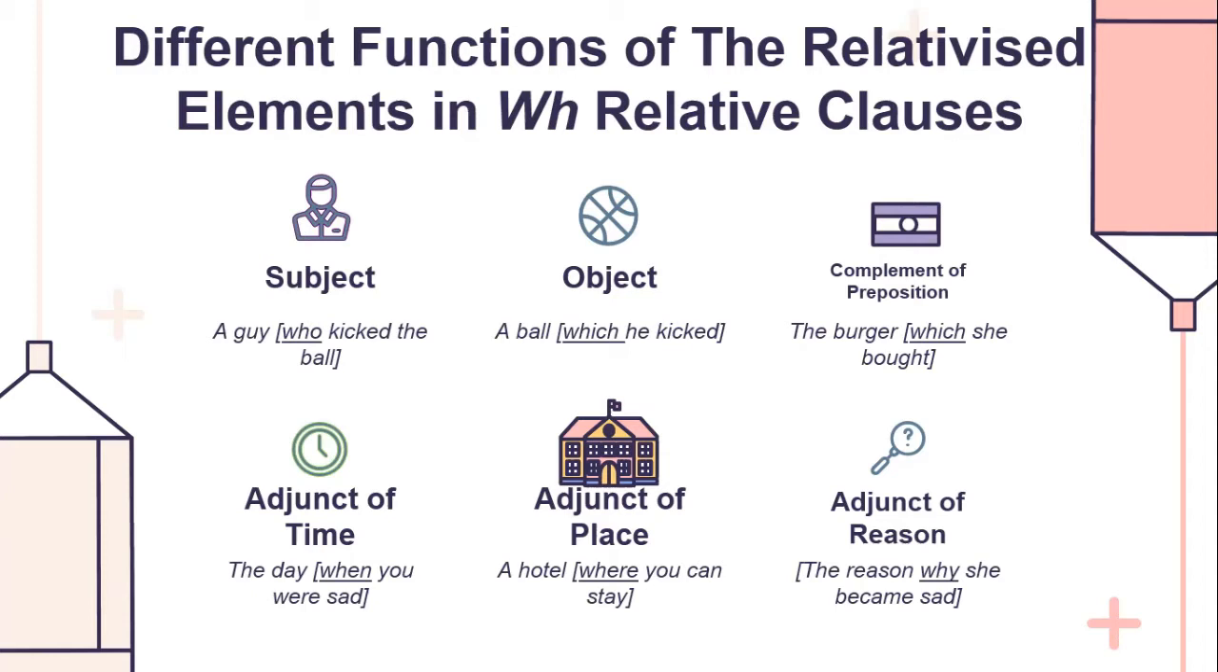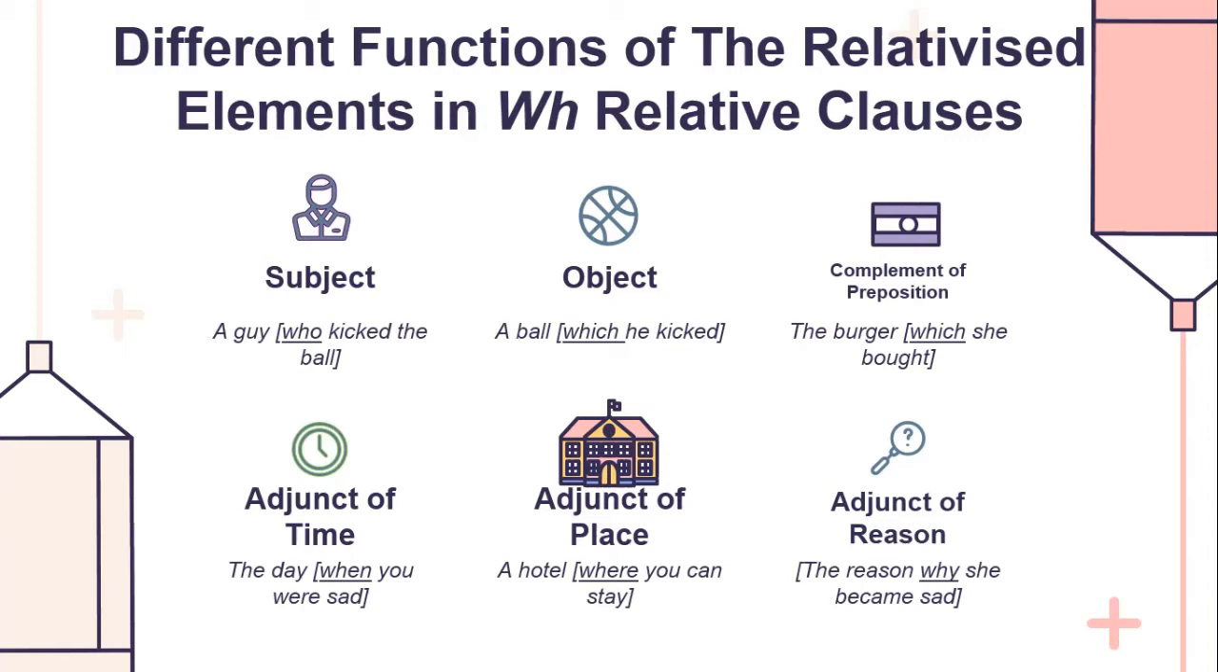So here, "the burger which she bought." Why is it saying the complement of preposition? Because if we see the head noun, the burger, the burger here is the complement of preposition. So the pronoun "which" modifies the complement of the preposition in this clause.